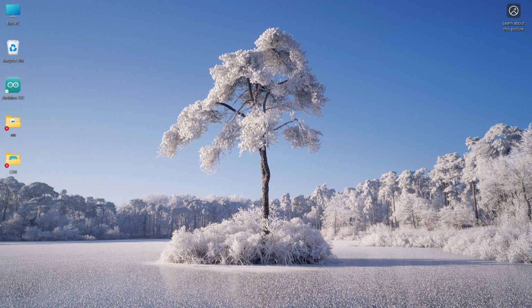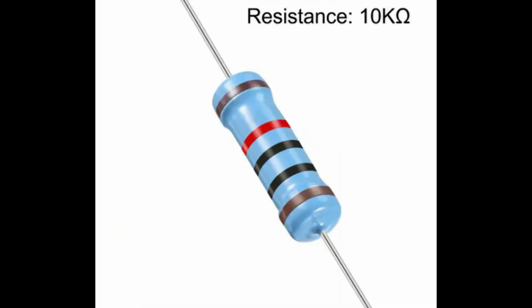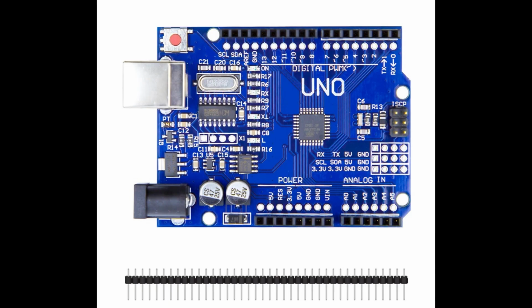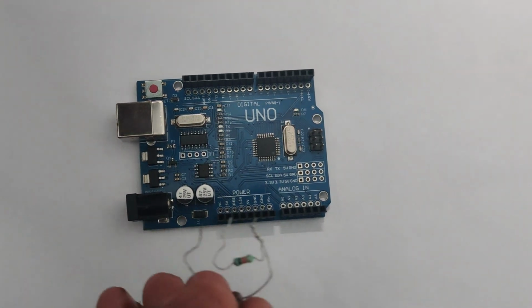By the way, in this video, I will show you how to make a smart bulb using LDR, which means the bulb will glow during nighttime and turn off during daytime. The components used in this project are LDR, 10 kilo ohm resistor, relay module, single channel, Arduino UNO, and LED bulb. So let's connect the components.